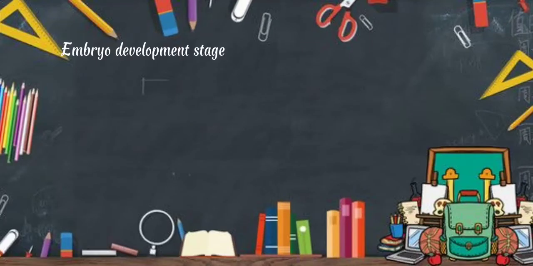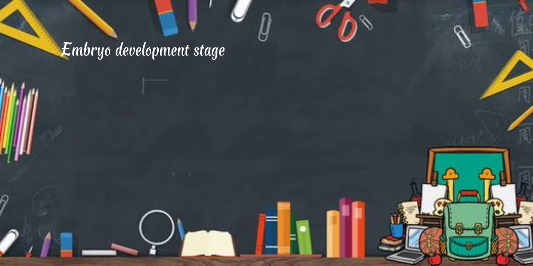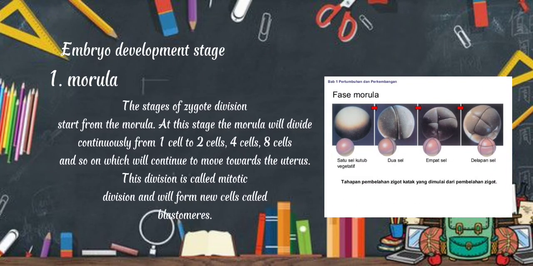The embryo development stages. The first, morula. The stage of zygote division starts from the morula. At this stage, the zygote will divide continuously from one cell to two cells, four cells, eight cells, and so on, which will continue to move towards the uterus. This division is called mitotic division and will form new cells called blastomeres.